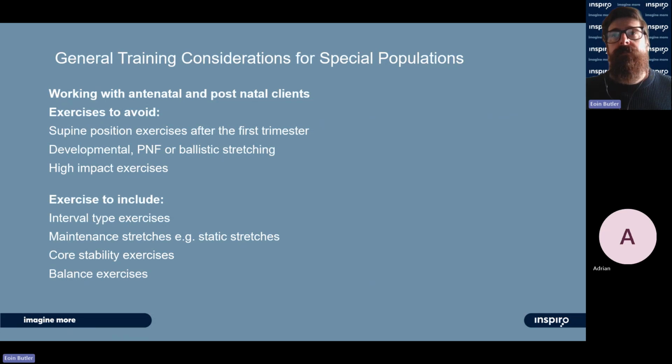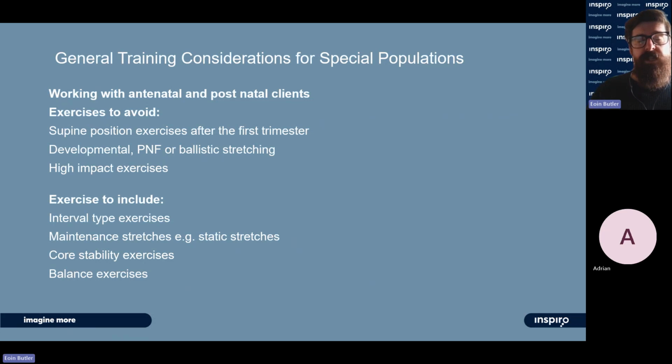So avoid supine position exercises after the first trimester. So supine, where we're lying on our back face up. So avoid this after the first trimester as the fetus starts to grow. Avoid developmental PNF or ballistic stretching due to the effects of relaxin, and also avoid high impact exercises.